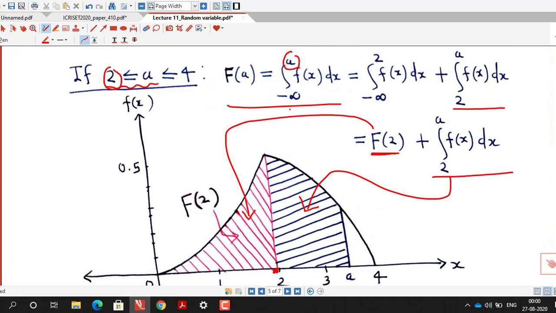Now here a is less than or equal to 4, therefore here we have 2 less than or equal to x less than or equal to a. For this integral, the limit of integration is x equal to 2 to x equal to a, but a is less than or equal to 4, therefore x is also in the interval 2 to 4.